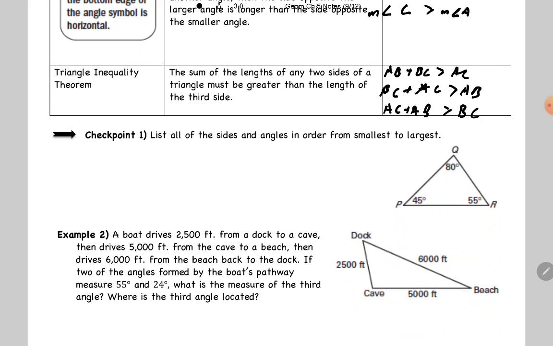Okay, list all the sides and angles in order from smallest to largest. So they give us three angles here. I'm going to start at 45 and go to the opposite side. That's the smallest angle, so the smallest side would be QR. Now I go to the next smallest, which is 55, and go to the opposite side. So that's PQ. And then the last side is PR.